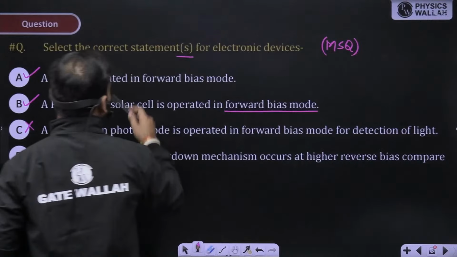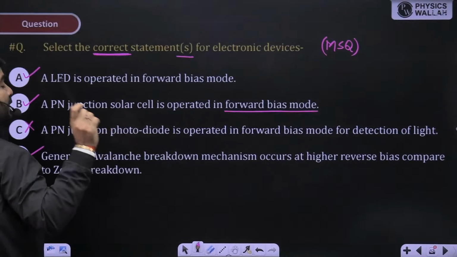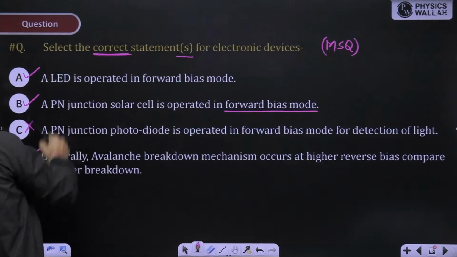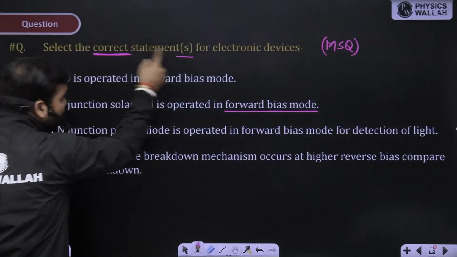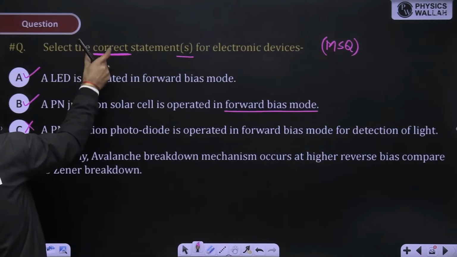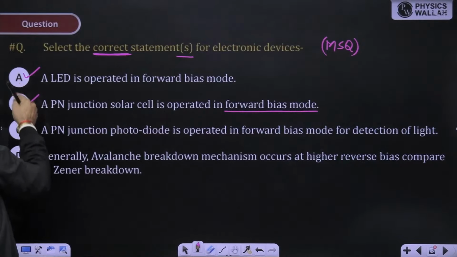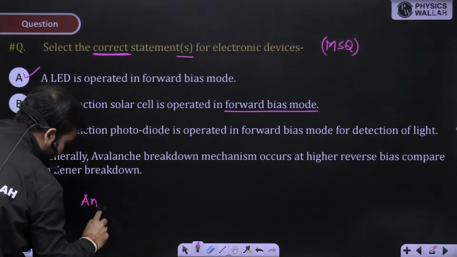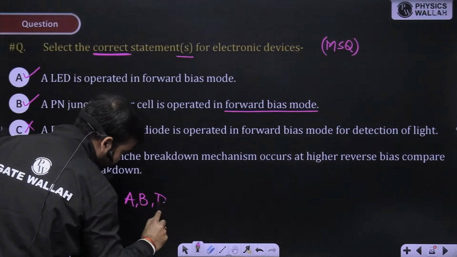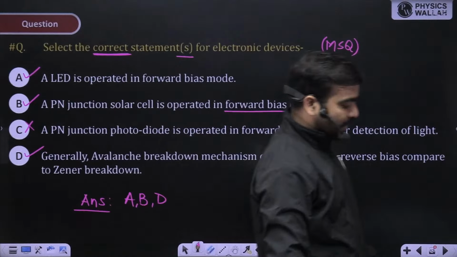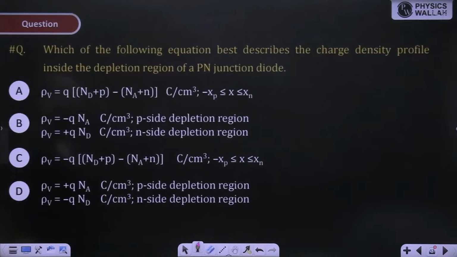So what is the answer? We have to identify the correct statement. Always read question carefully. Question statement in the MSQ, after solving the question, identifying the right and wrong statement, just read once again whether they are asking for wrong statement or right statement. Select the correct statement. So correct statement is A, B and D. So answer is A, B, D. Right? That is the common mistake student do in the examination. Okay, let's see next question.